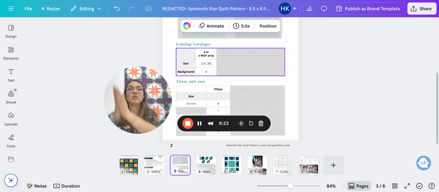the pattern. So in this case, you need to cut 2 4-inch strips to make the pillow. You need to cut 7 4-inch strips to make the throw. And you need to cut 26 4-inch strips in order to make the bed-sized quilt.